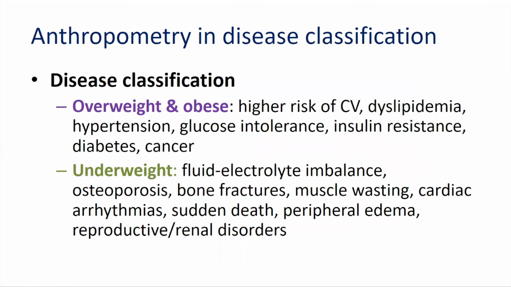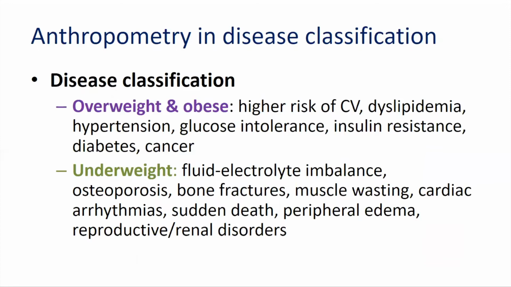So if you're placed in an overweight or obese category, this is associated with, as I mentioned earlier, an increased risk of cardiovascular disease, dyslipidemia, which means a dysregulation of lipids in the blood. So this is usually high triglycerides, high cholesterol, high LDL, and low HDL, LDL being the bad cholesterol and HDL being the good cholesterol. It's also associated with hypertension, glucose intolerance, which is type 2 diabetes, insulin resistance, diabetes, and cancer.